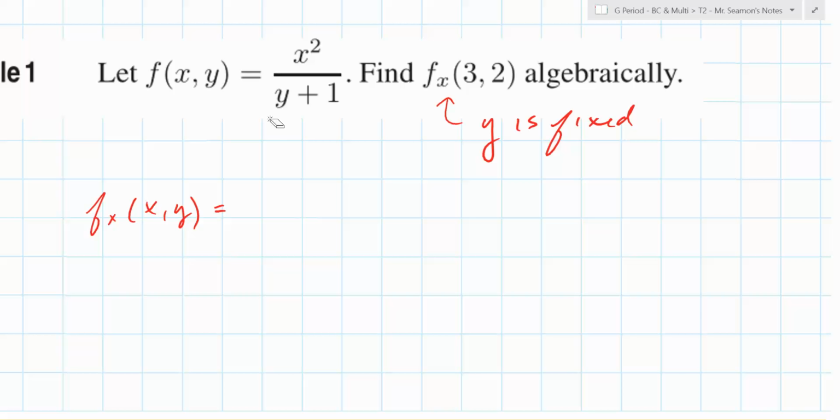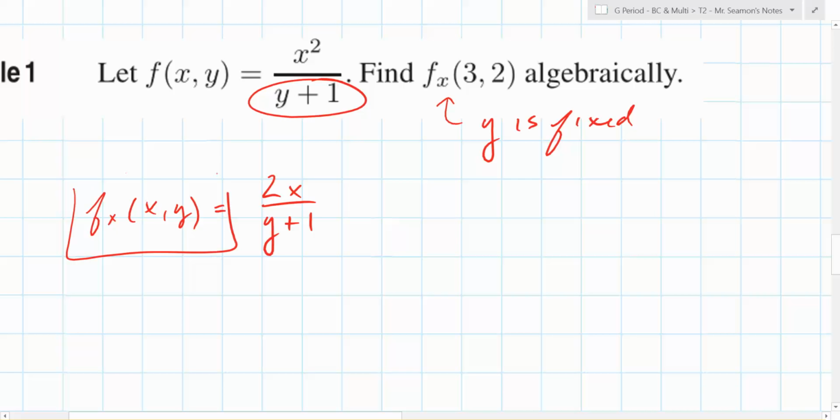Nope, there's no quotient rule needed because there's only one variable. So what is it going to be? 2x over y plus 1. You just take, this is a constant. For the purpose of this, y is a what? Say it with me. Y is a constant. Y is a constant in this case when we are doing this one.